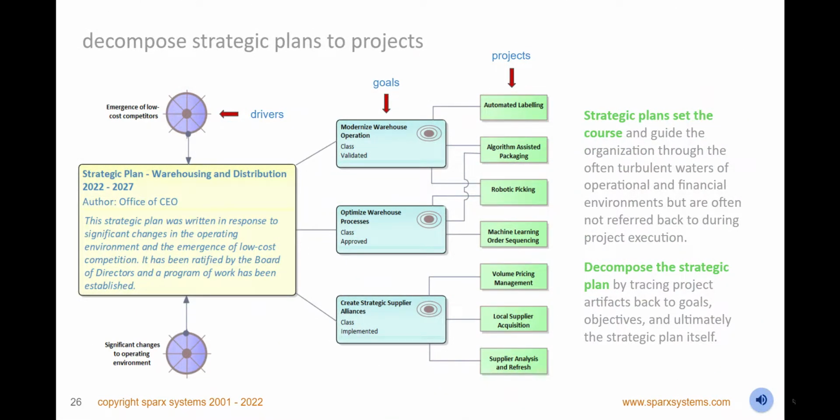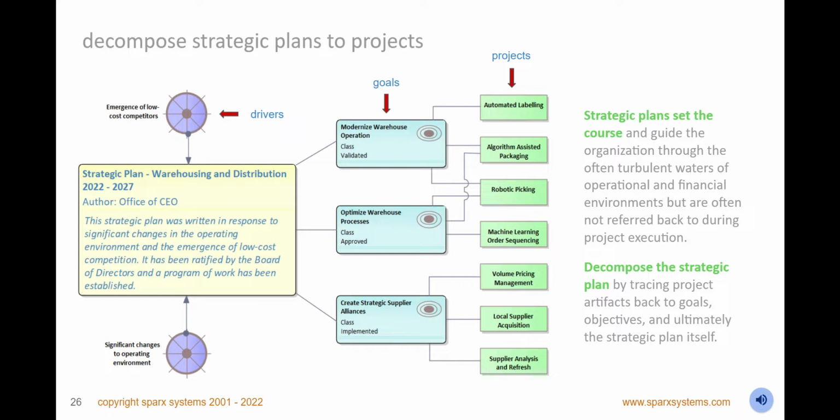Decompose the strategic plan by tracing project artifacts back to goals, objectives, and ultimately the strategic plan itself. These important plans set the course, and guide the organization through the often turbulent waters of operational and financial environments, but are often not referred back to during project execution.